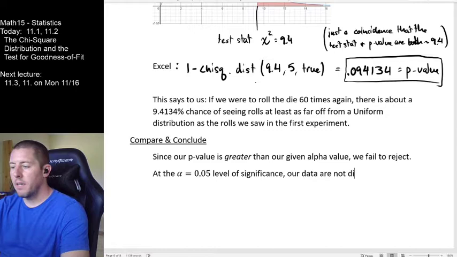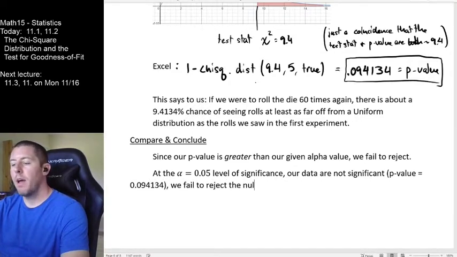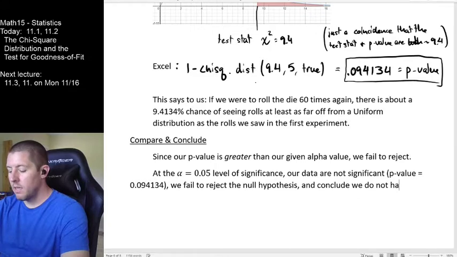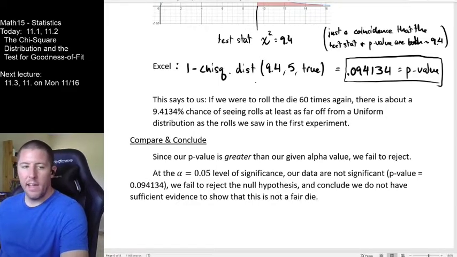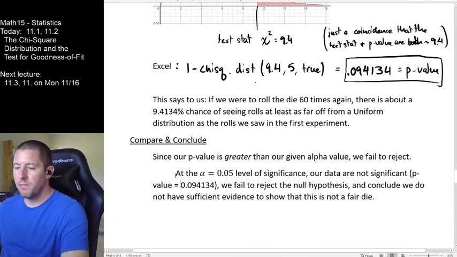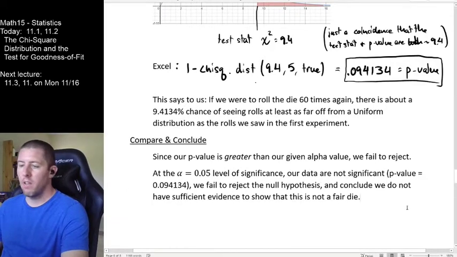Our data are not significant. They did not represent a significant departure from what we were expecting. The p-value of 0.094134. We fail to reject the null hypothesis, and conclude we do not have sufficient evidence to show that this is not a fair die. We wanted to show that this wasn't a fair die, and the evidence that we collected just was not extreme enough to show that. And so we failed to reject the null hypothesis there.